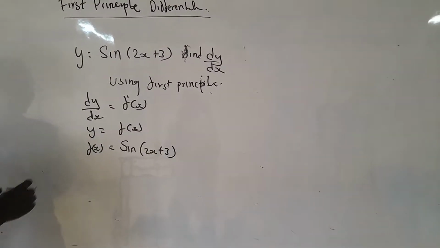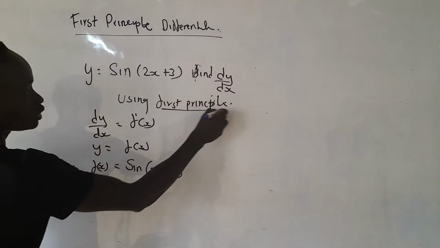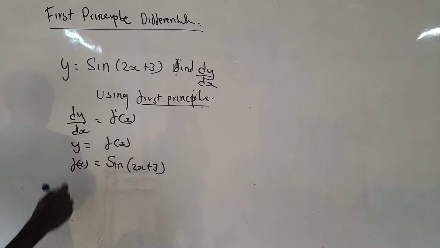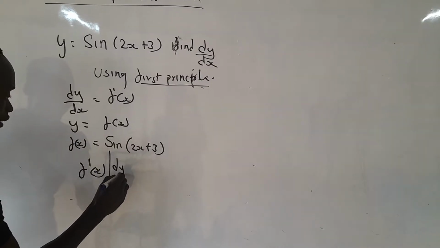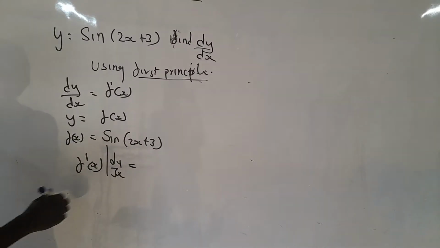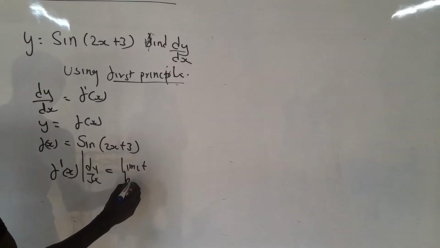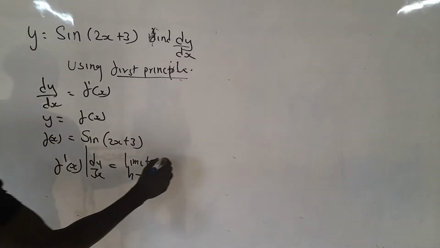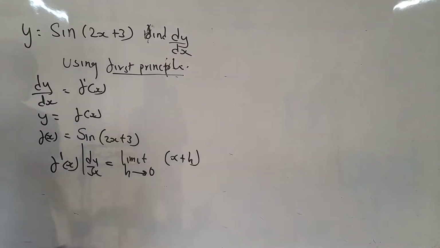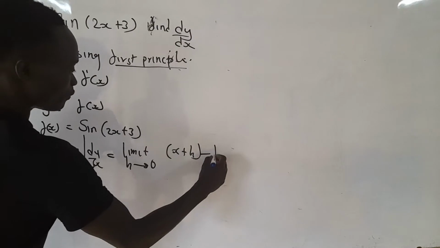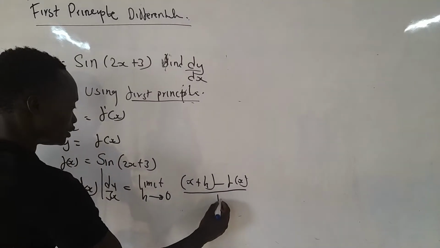Now, this is the formula that we are going to use when solving this kind of equation using first principle. First, we have f'(x), which is the same as dy/dx, is equal to, so we will introduce the limit when h is approaching 0, then where there is x, we take x plus h, minus f(x), all over h.